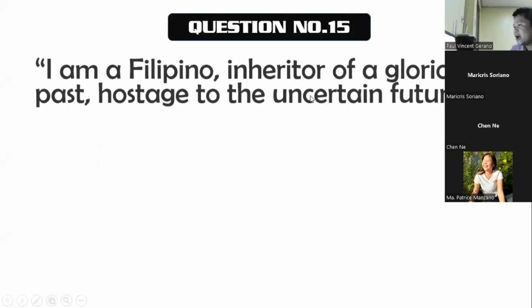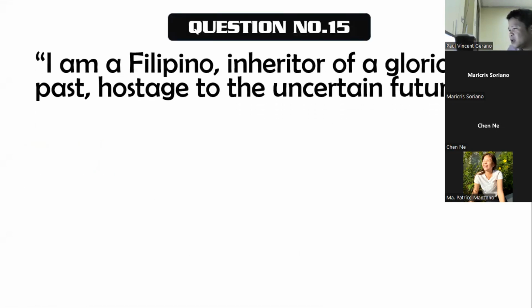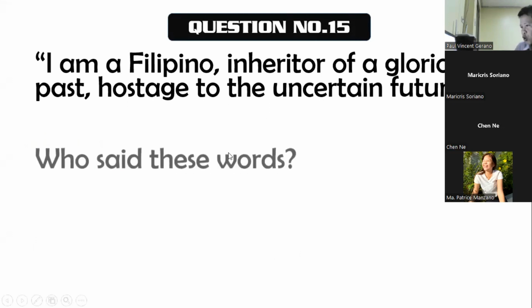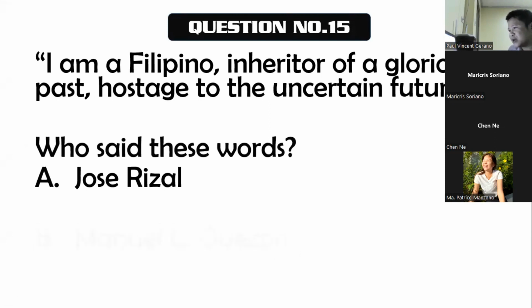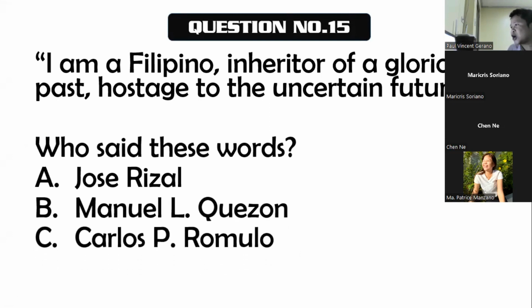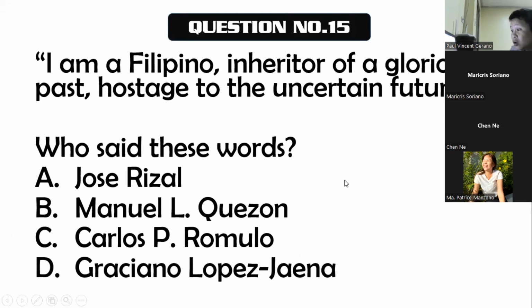Next, number 15. I am a Filipino. It came out in the LET, I think, 4 times. This is a favorite. I am a Filipino, inheritor of the glorious past, hostage to the uncertain future. Who said these words? A. Jose Rizal, B. Manuel L. Quezon, C. Carlos P. Romulo, D. Graciano Lopez Jaena. The answer, correct, Carlos P. Romulo. Okay?